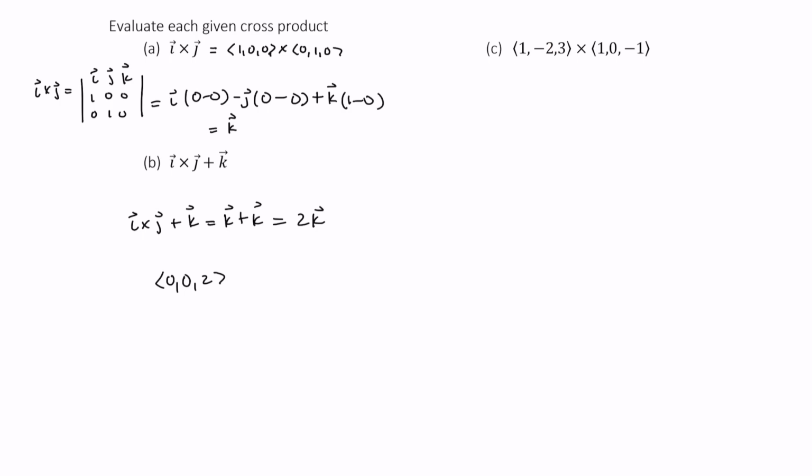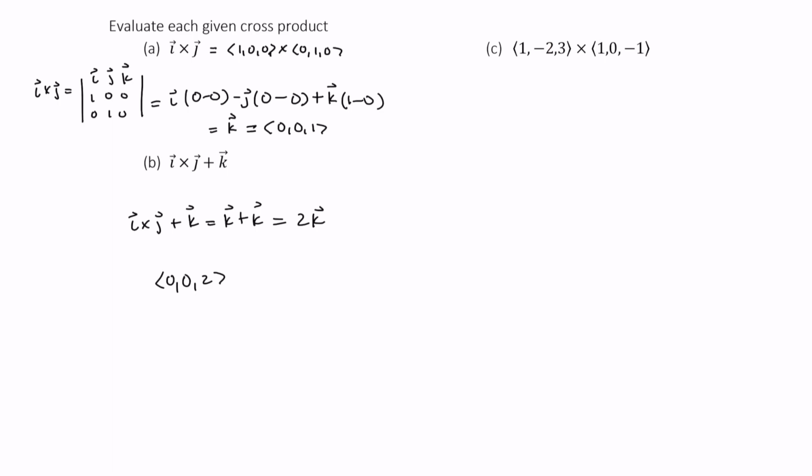And in case that wasn't clear, since I didn't write it here, k is equal to 0, 0, 1. Those of you in my online course should have already seen this, but if you just stumbled upon this video on the internet and don't know what I mean by k, this is what I mean: the unit vector in the direction of the positive z axis in xyz space.